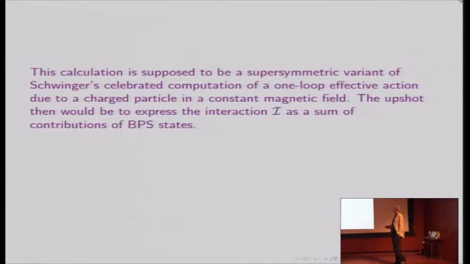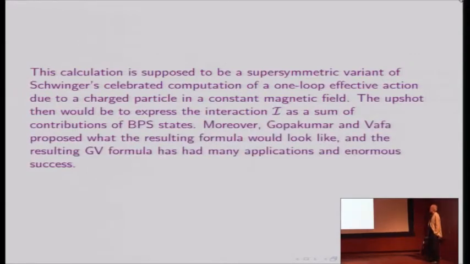So the upshot would be to express the interaction curly I as a sum of contributions of BPS states. And Gopakumar and Vafa wrote down a formula, which I call the GV formula. And it's had all kinds of applications and enormous success. It's widely used, for example, by mathematicians who don't have the faintest idea where it came from.